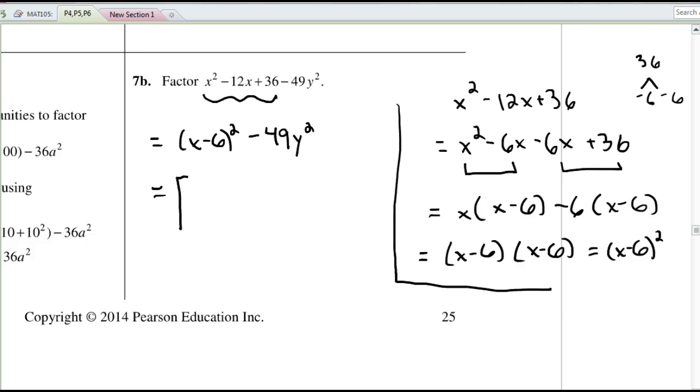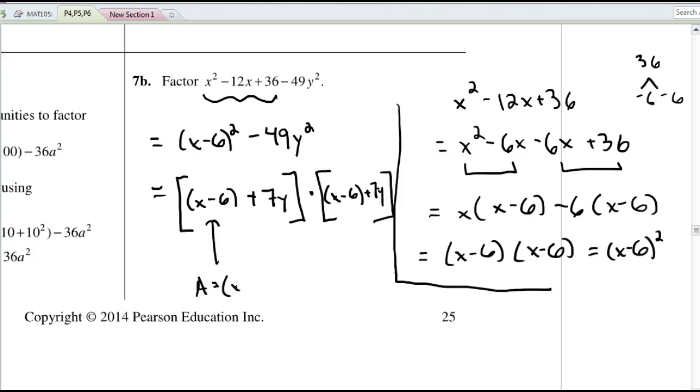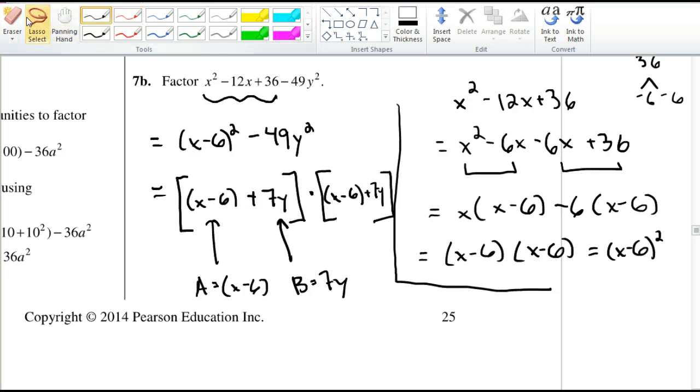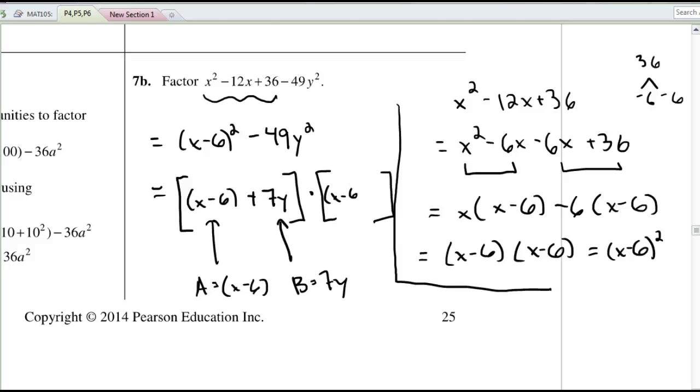So we'll get, I'm going to use two different kinds of sets of parentheses so it's not confusing, x minus 6 plus 7y times, so that's a multiplication symbol, x minus 6 minus 7y. So again, a is the whole expression in parentheses, x minus 6, and b is 7y. So you see that we have a plus b times a minus b. Oh, I did a plus in between. Excuse me. Difference of squares. So this should be minus 7y. So yeah, a plus b, a minus b, we have our difference of squares.